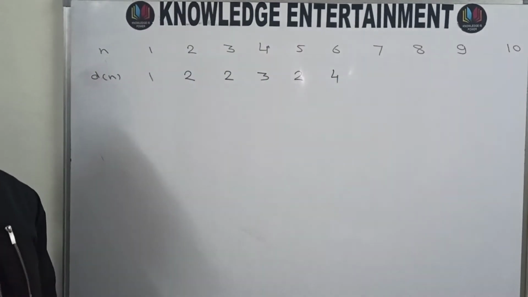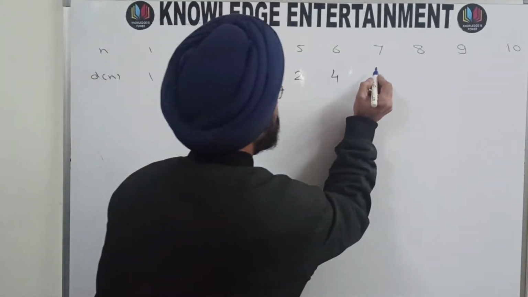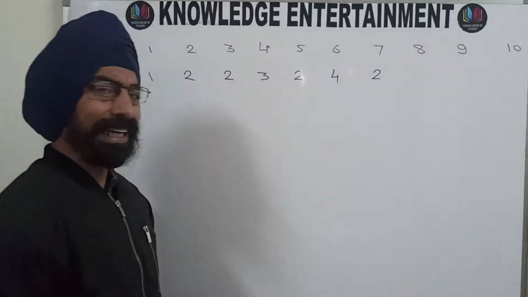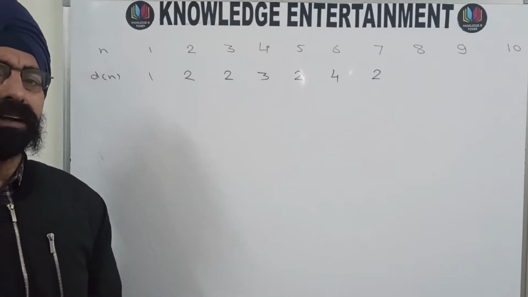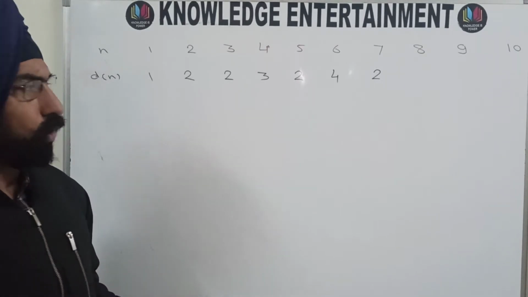d7. How many divisors of 7 are there? Only 2. 1 and 7. So d7 is 2. d8. How many divisors of 8 are there? The divisors of 8 are 1, 2, 4 and 8. So how many divisors are there?